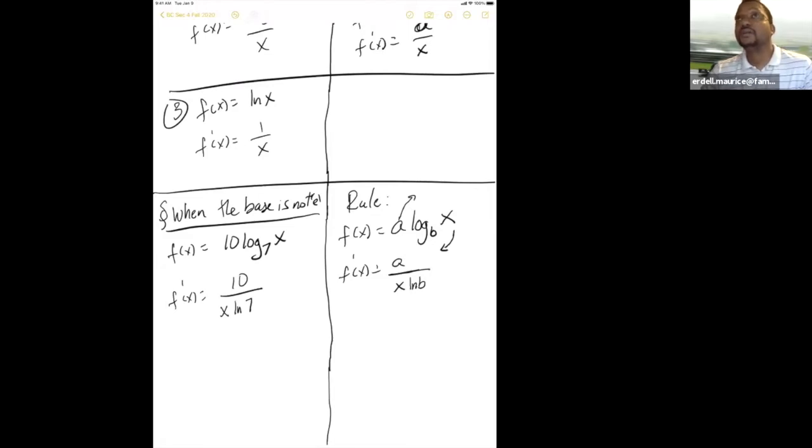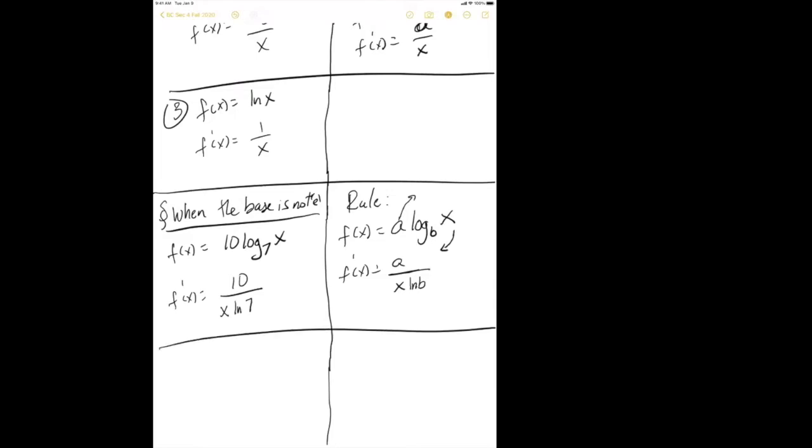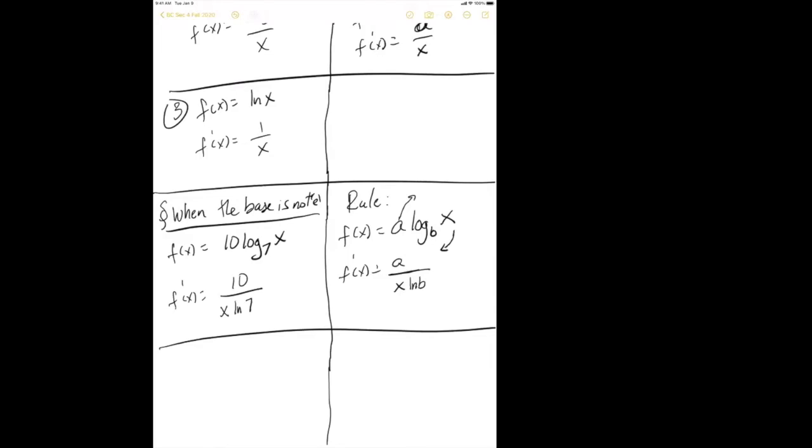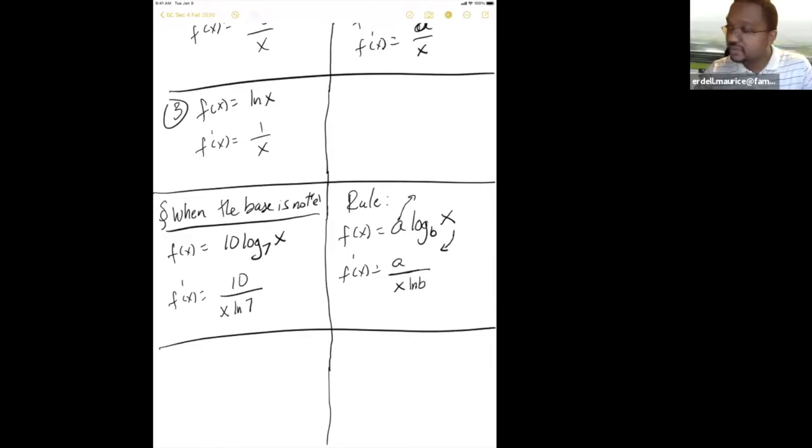Questions there? Can you explain the rule over, please? So the rule is the number in front will rotate to the top. So you see how 10 right here, it ends up in the numerator, while the x ends up in the denominator. So I have x down here. Okay? But then, because the base is not e, I can't just leave it that way. I have to then divide by the natural logarithm of the base. The base is 7. So I end up dividing by ln 7.